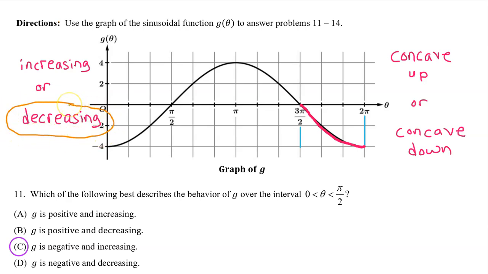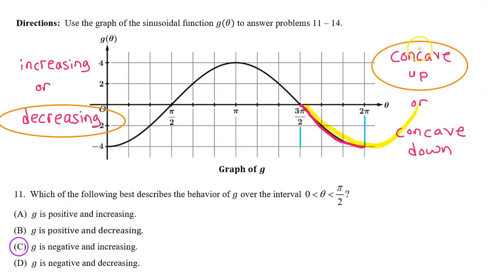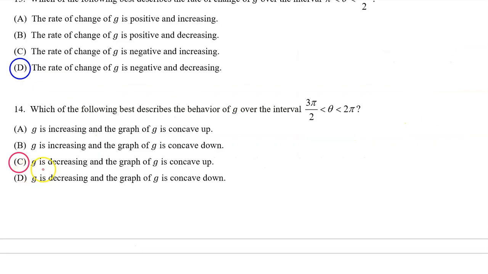Next, is g concave up or concave down on this interval? G is clearly concave up on this interval. Putting it together, g is decreasing and concave up on the interval from 3 pi over 2 to 2 pi. So the answer is C.